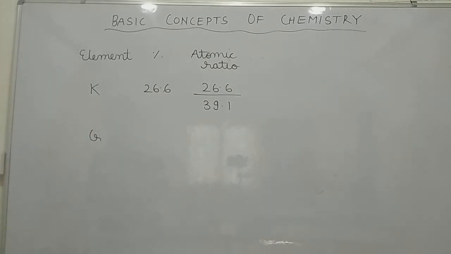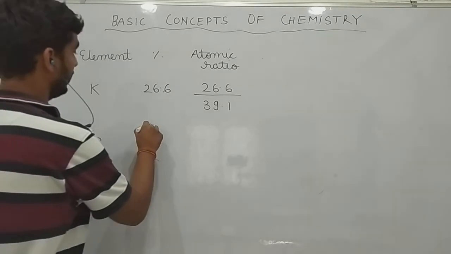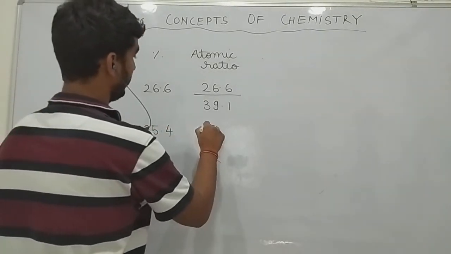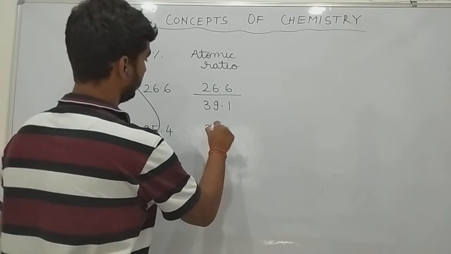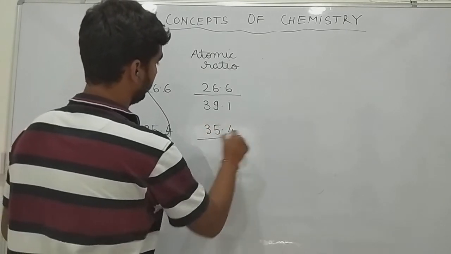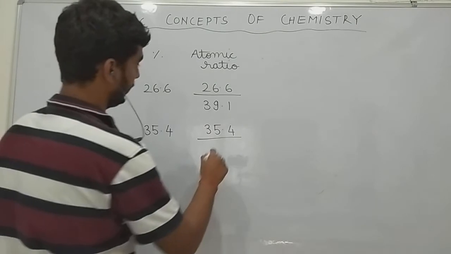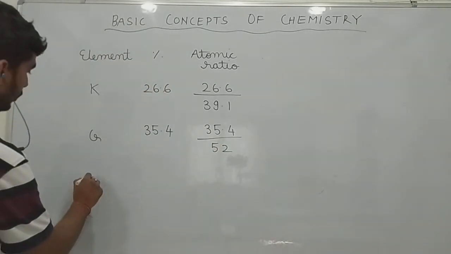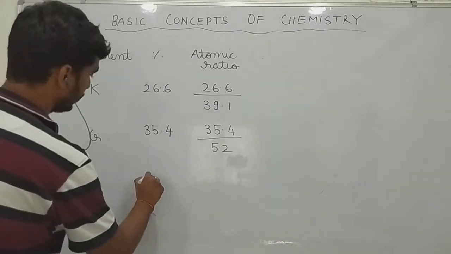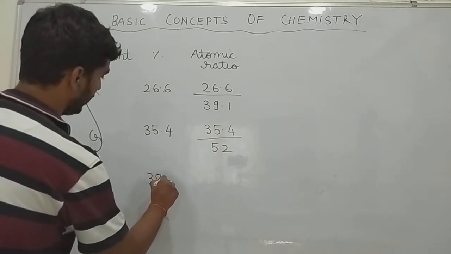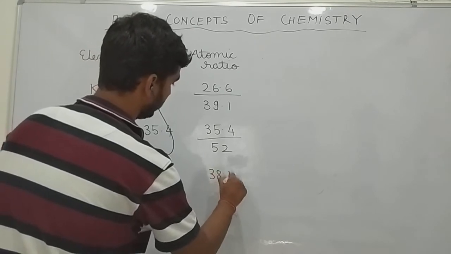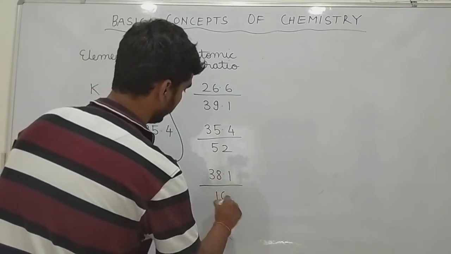So for chromium, what is the percentage? For chromium, the percentage is 35.4. So the percentage of chromium, that is 35.4, divided by its atomic mass, which is 52. And similarly, we will do for oxygen. The percentage of oxygen is 38.1, so the percentage of oxygen divided by its atomic mass.